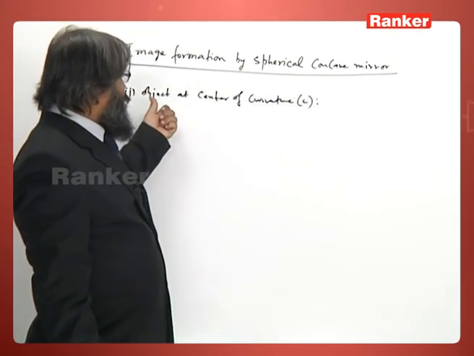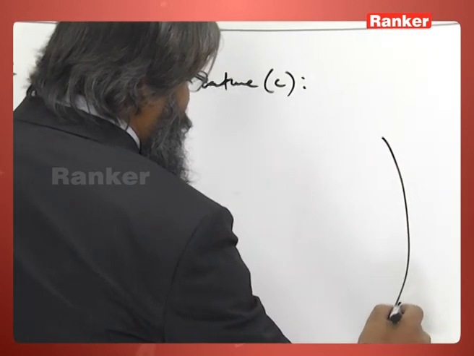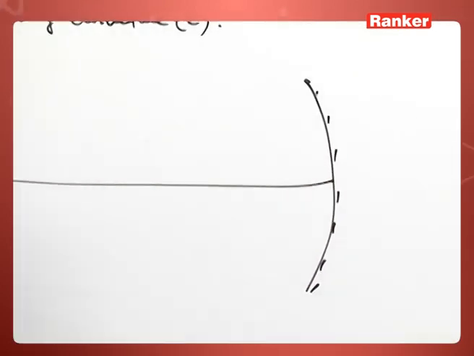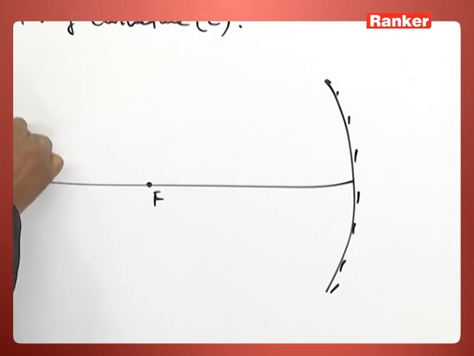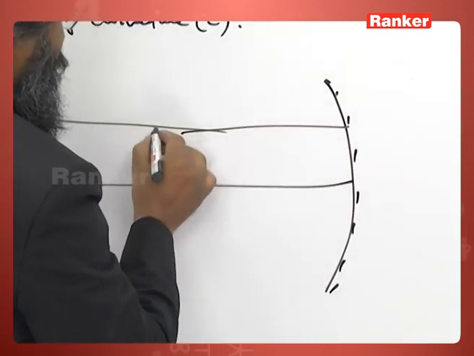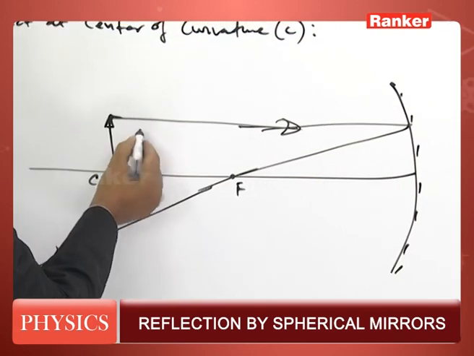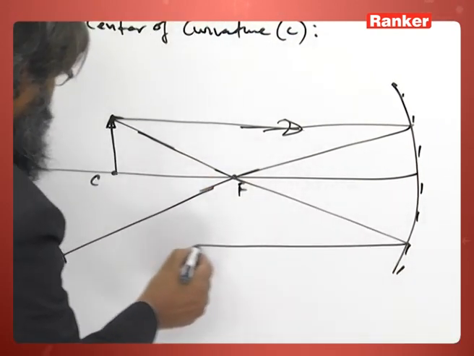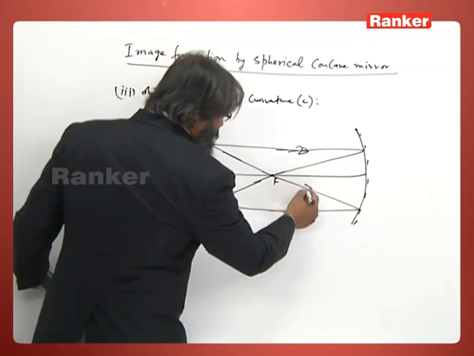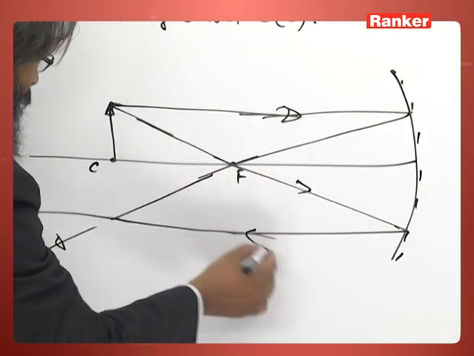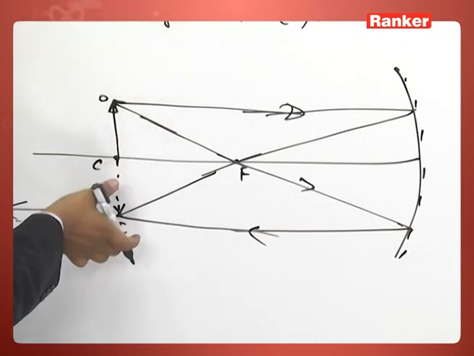Now let us take when the object is at the center of curvature. This is the center of curvature, this is C and this is our F. So when the object is here, suppose a parallel ray goes like this. It passes through the focus and we can again use this ray also. So it has to pass through here. The ray passes like this. So when this ray, after passing through focus, becomes parallel, the image is formed here. This is the image and this is the object. Object position, image position.